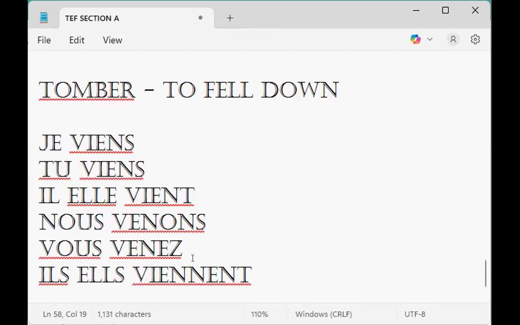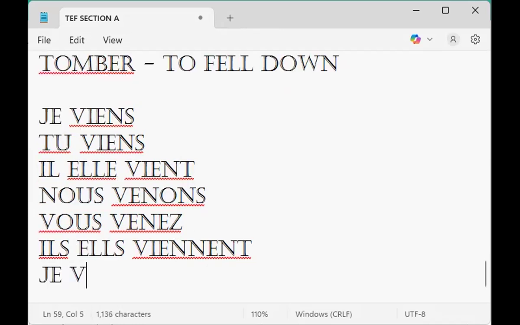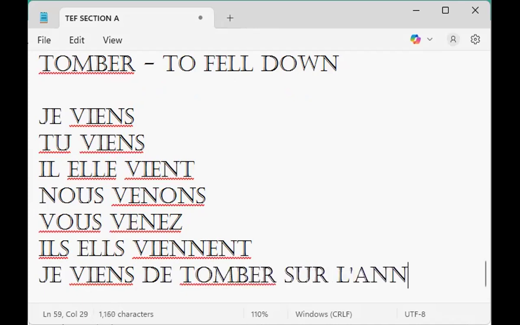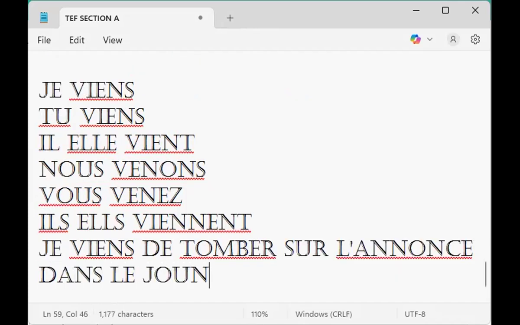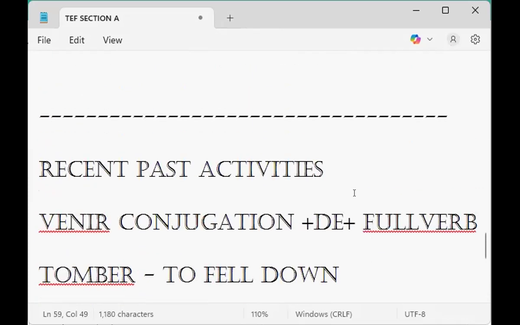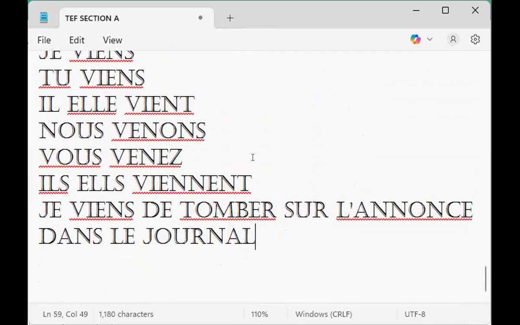For example, I'm saying I have just fallen down on an announcement. So I will say je viens de tomber. Because that's the rule: venir plus de plus full verb. Tomber is to fall down. Je viens de tomber sur l'annonce dans le journal. What is that? Tell me. I have just fallen upon the announcement in the newspaper. C'est clair. Is it clear to you?